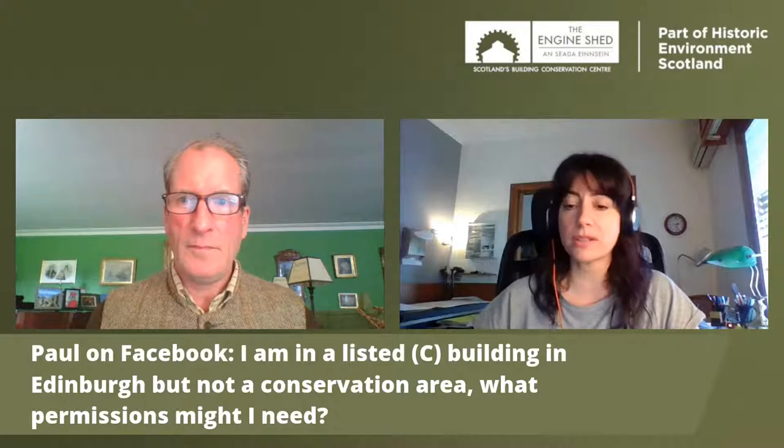We had a question from Paul on Facebook. He's in a listed C building in Edinburgh, but not a conservation area. What permissions might I need? So in that case, you would actually need to speak to the council, because every local authority, Edinburgh Council, they have their own policies and their own ways of dealing with these. So it's likely that you need listed building consent, but you would need to speak to them.